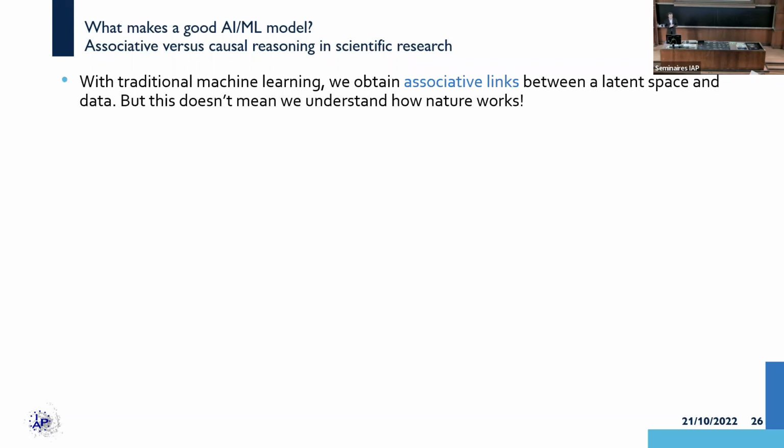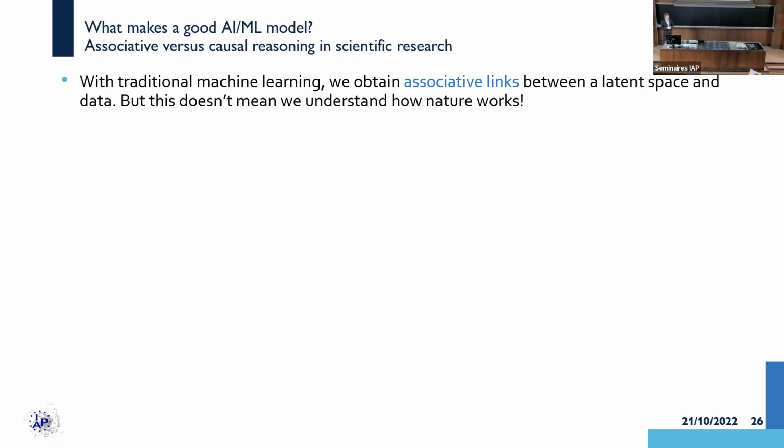Last comment before concluding is, well, actually one more question. What makes a good AI or ML model? And this is where I want to talk about associative versus causal reasoning in scientific research.